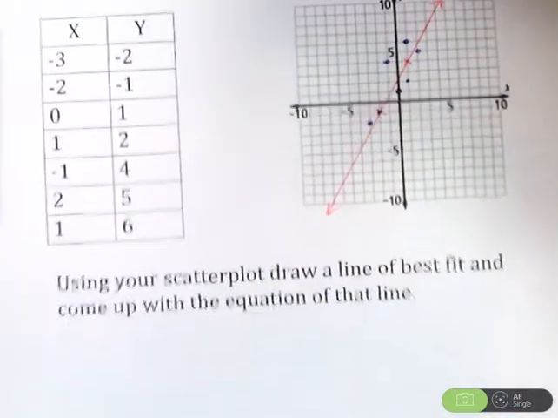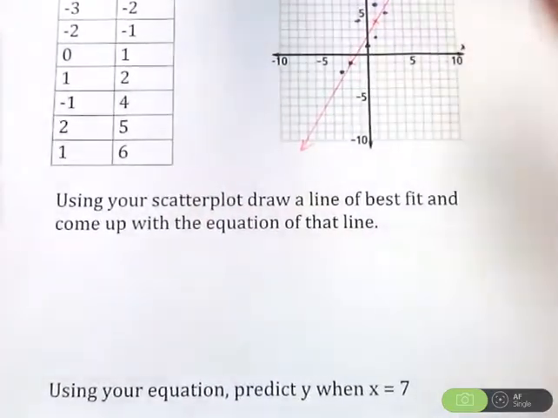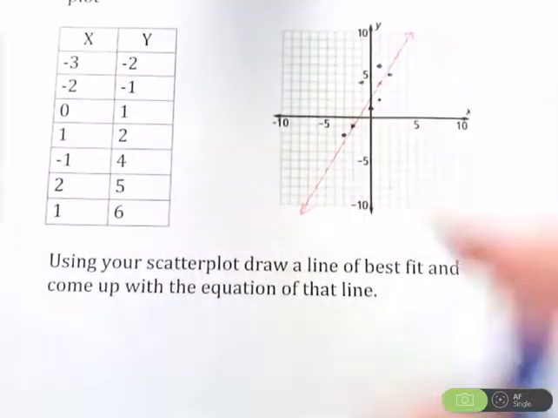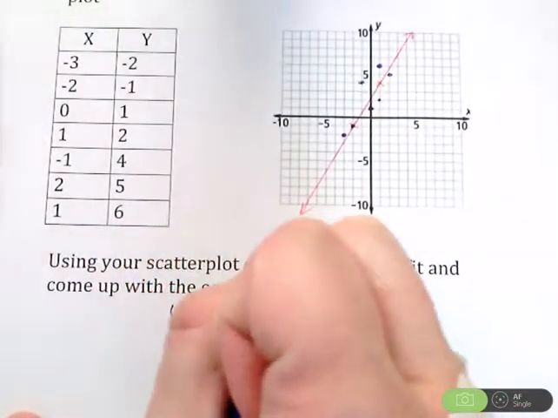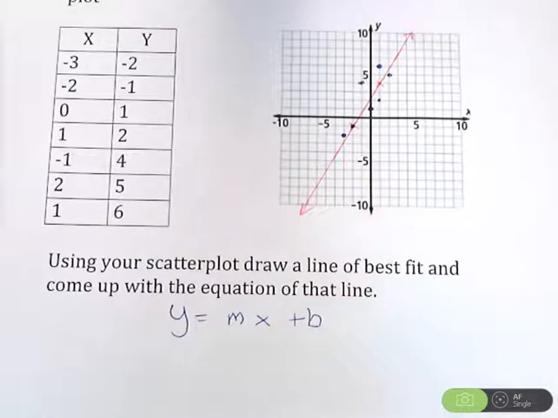What we're going to do next is use our scatter plot to come up with the equation of that line. Let's use what we know, which is y equals mx plus b, where remember, m is our slope and b is our y-intercept.